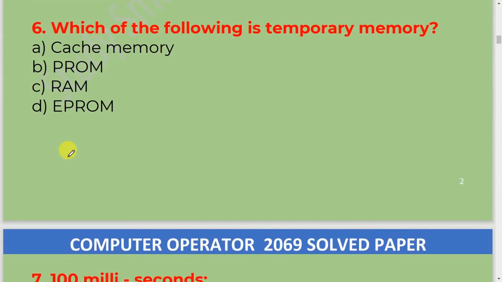Question number 6. Which of the following is temporary memory? Option A cache memory, B PROM, C RAM, D EEPROM. And the correct answer is option C RAM. RAM is a temporary memory.